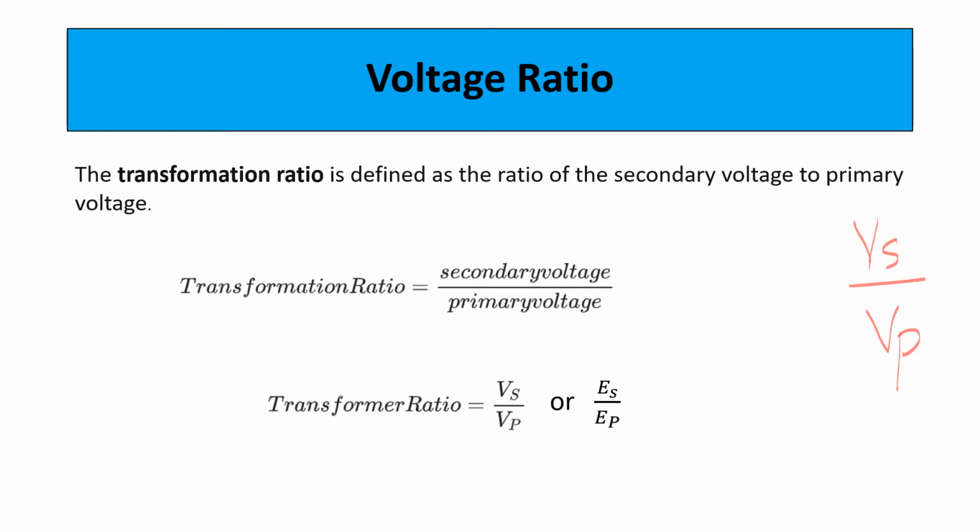You can also use the letter E instead of V, Es by Ep. Therefore, the transformer voltage ratio is Vs by Vp or Es by Ep.